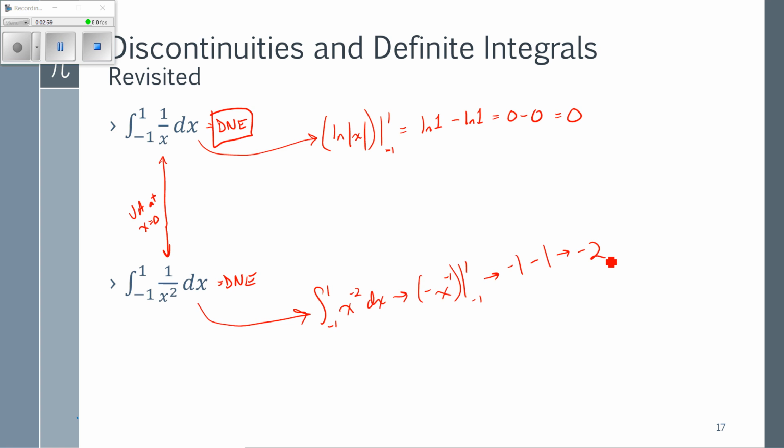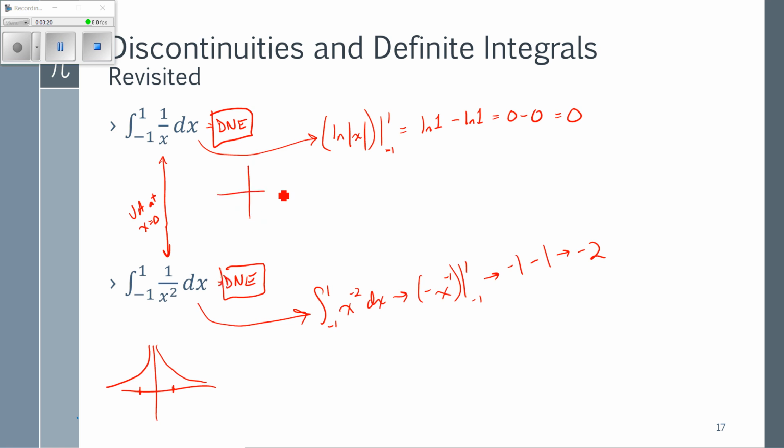This is most definitely incorrect. -2 is not what I should get. This most definitely does not exist, because the graph of 1 over x squared looks like this. And I'm saying go from here to here. I shouldn't end up with negative values, period.